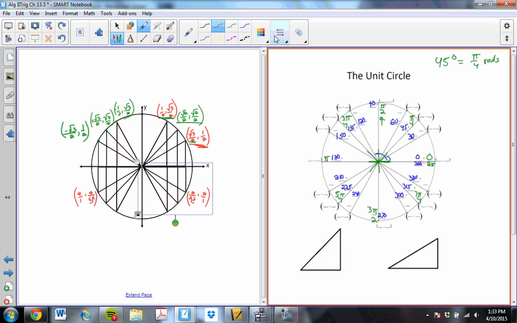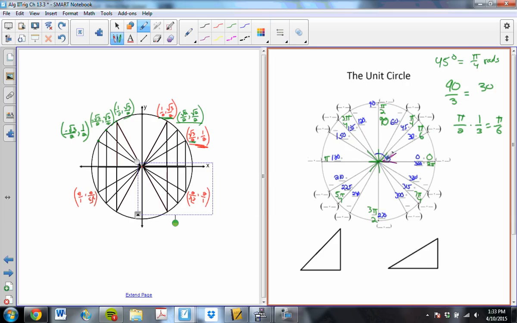90 degrees, that's what this is here. If 90 degrees was pi over 2 radians, I divide that by 3 to get 30 degrees. So pi over 2 divided by 3, or times a third, is pi over 6. So 30 degrees is pi over 6 radians. So I'm going to count by pi over 6s. And I think I'll change color for this.